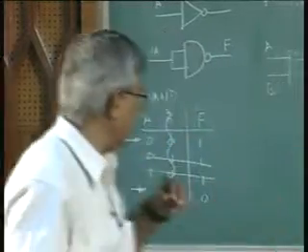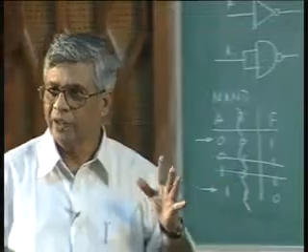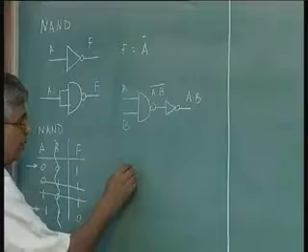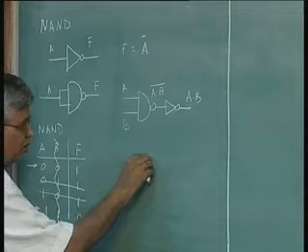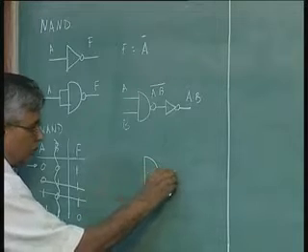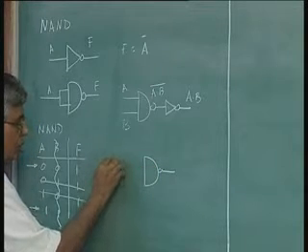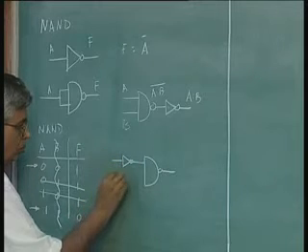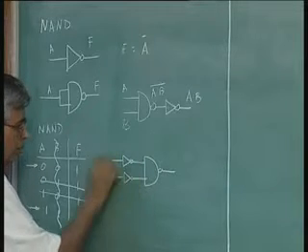Then the third thing is of course the OR gate. How do you get an OR out of NAND? So let us take a NAND gate with two inputs A and B, and invert each of them.